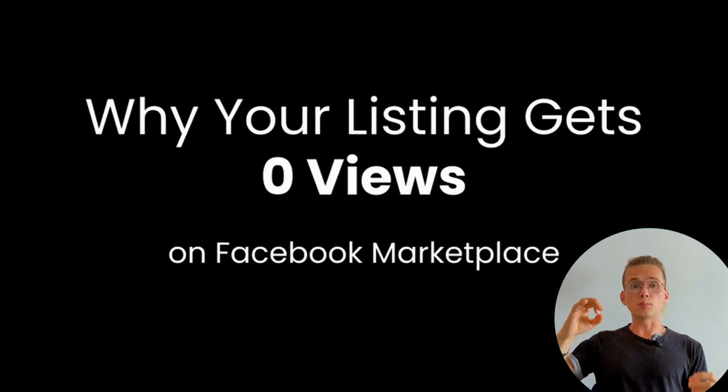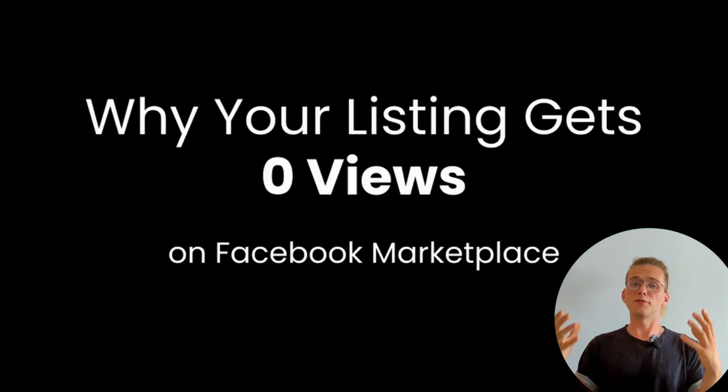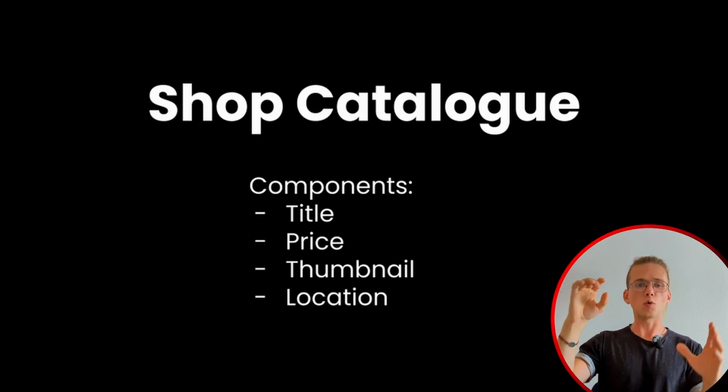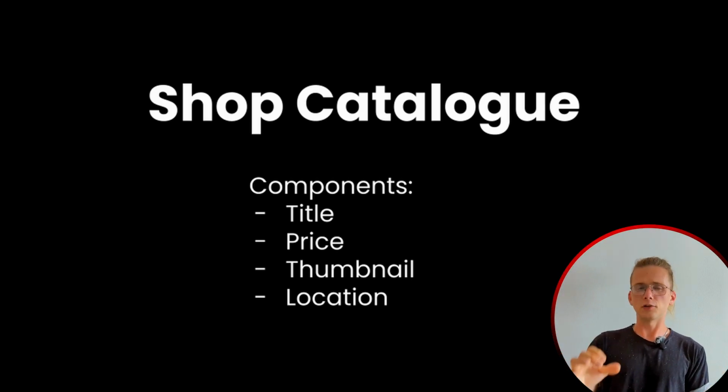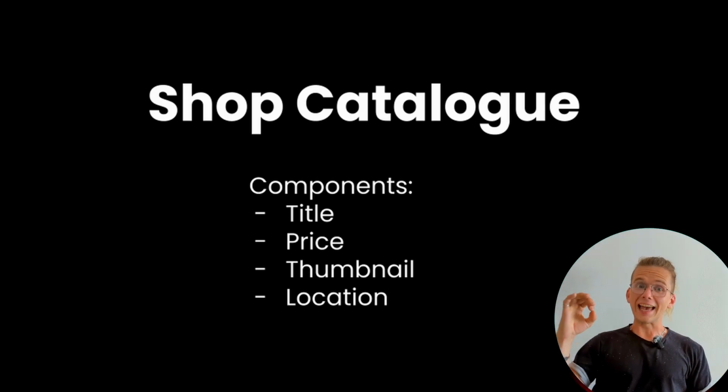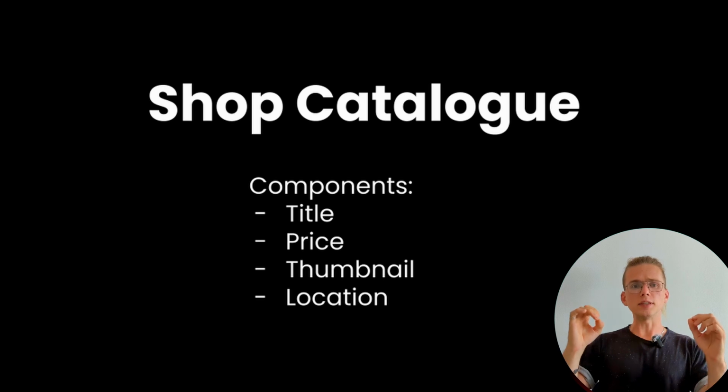But before we begin, it's important to know that there are 2 different types of listings, and they have different types of components. The first one is the shop catalog. When you click on Facebook Marketplace, you see all these little square boxes. That is the shop catalog. And in the shop catalog, there's 4 components that the user will see: the title, the price, the thumbnail, and the location. If you're not getting any clicks on your listing, it means that one of those components is busted.